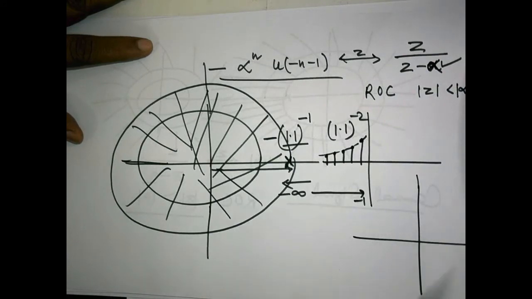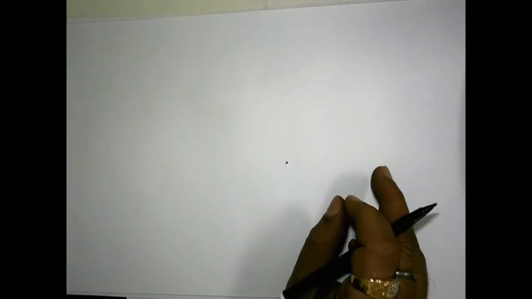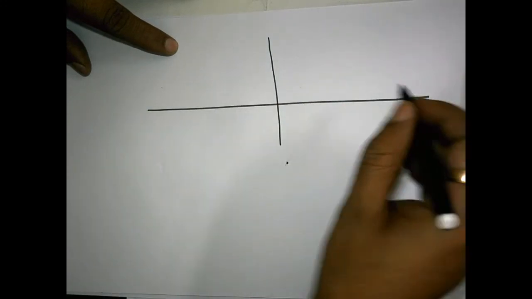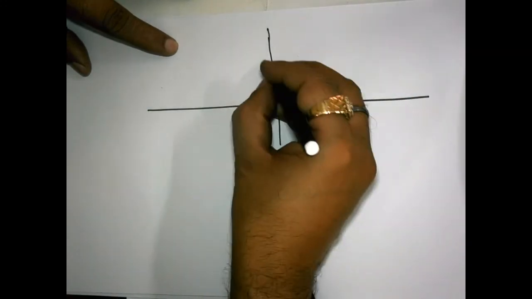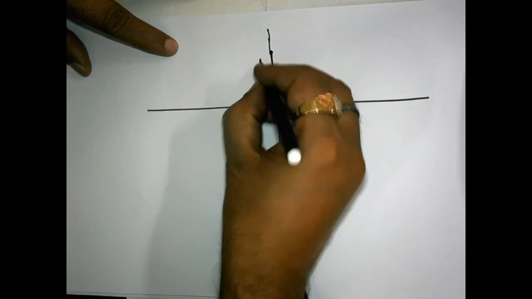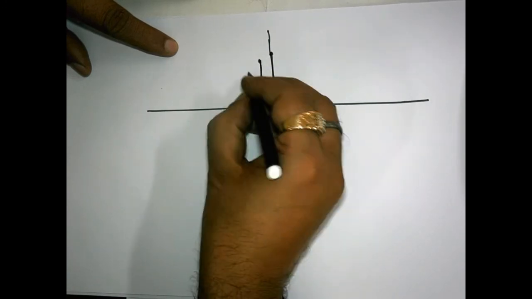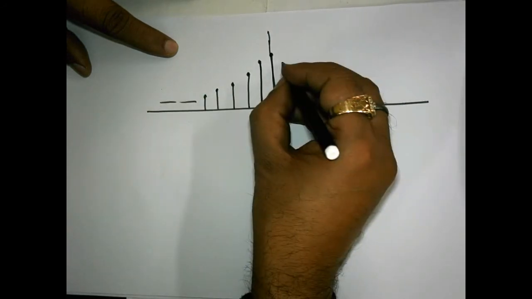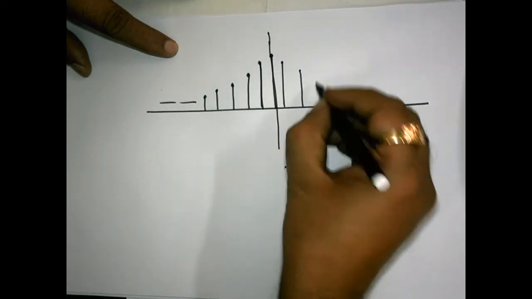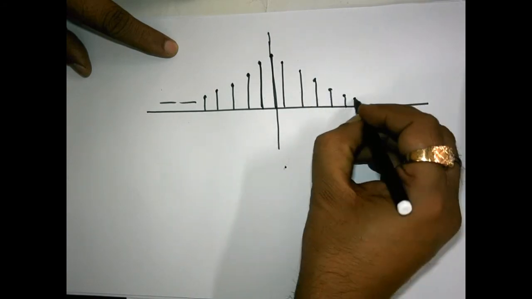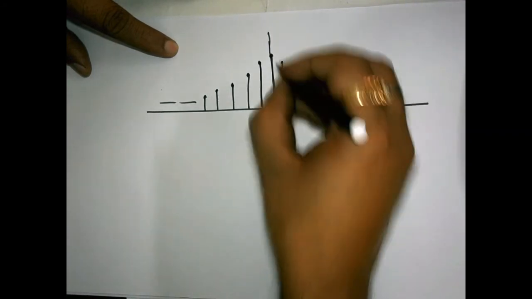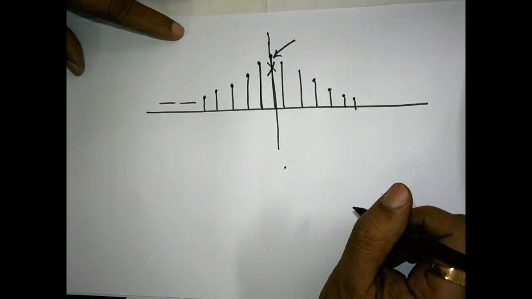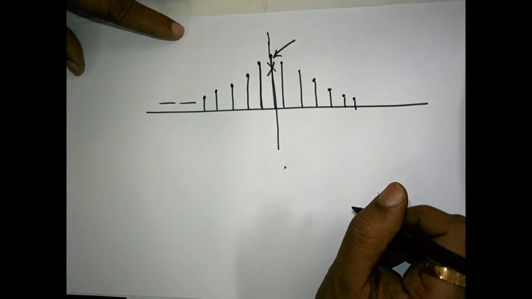Suppose we have a situation where we have both kinds of signals, meaning anti-causal and causal both. Suppose we have a signal like this. This is a signal which comprises a causal as well as an anti-causal part.